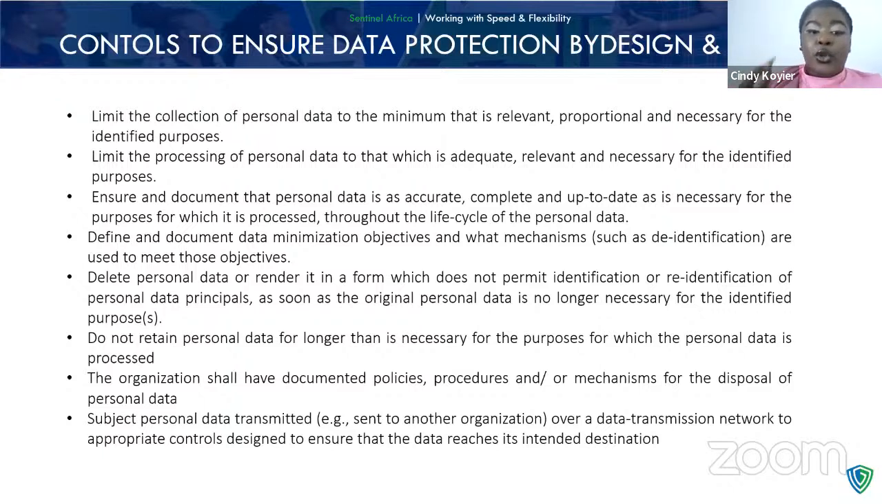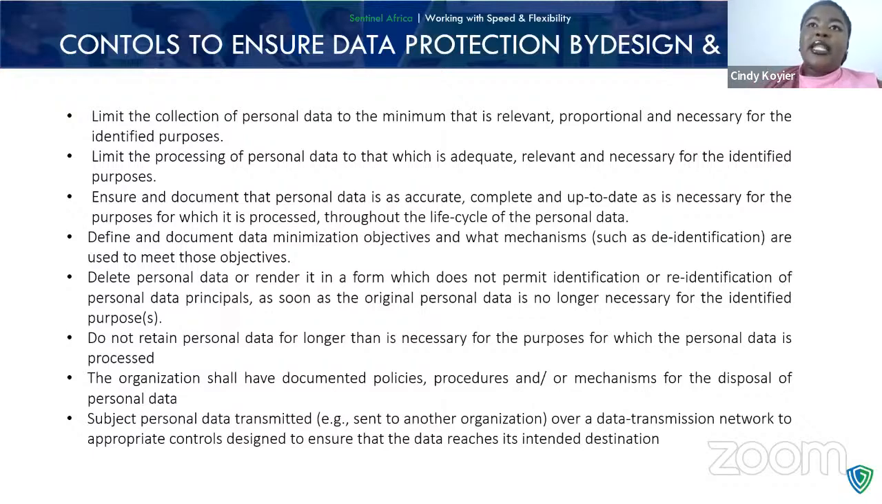We are also to define and document data minimization objectives and what mechanisms for de-identification we would employ when it comes to meeting our de-identification objectives. Then we should also delete personal data or render the data no longer re-identifiable to the data subject if we would like to keep it longer. But if the time frame for retention of this data has lapsed and we don't have these de-identification techniques, then the requirement here is to actually dispose of this data.